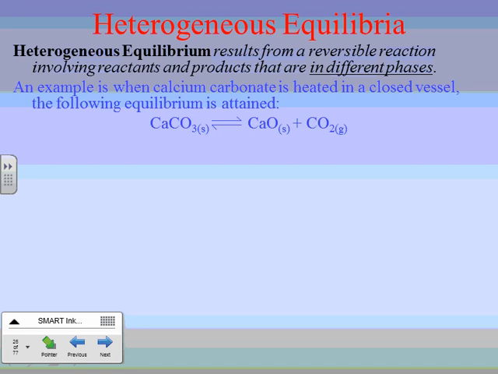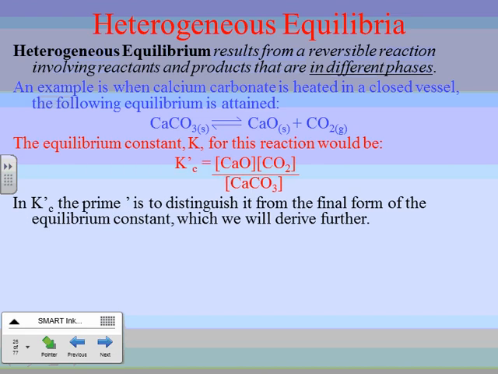An example of this is calcium carbonate, which is a solid, in a reversible reaction with calcium oxide and CO2 gas. So you have two solids and a gas in that reaction. That's called a heterogeneous equilibria. If we were going to write the equilibrium constant for this reaction, the way that I have taught you, it would look like this. I put that prime there because that's technically not the right equilibrium expression, but that's what we would think that we would write at this point.